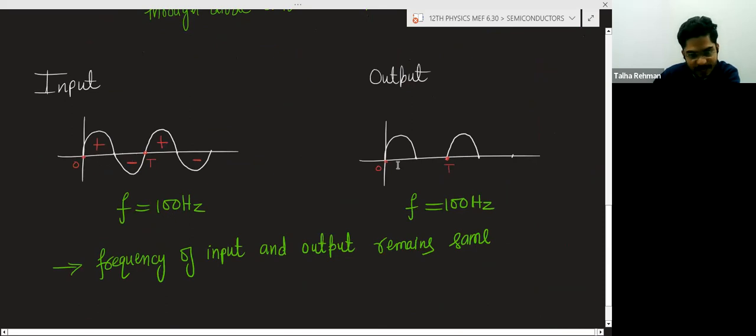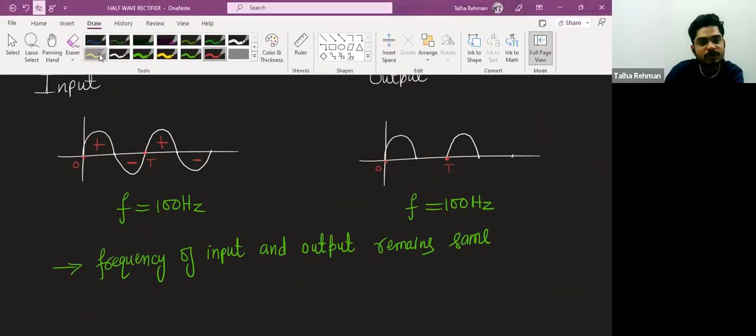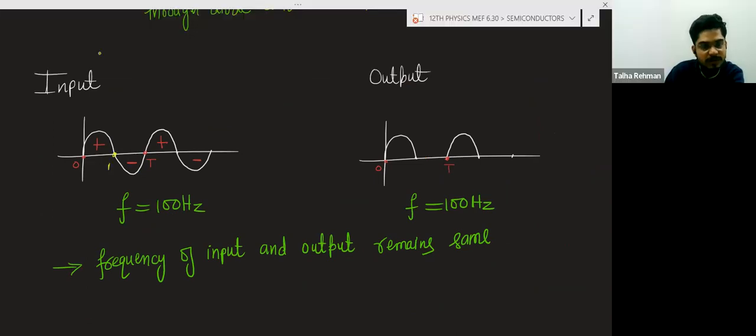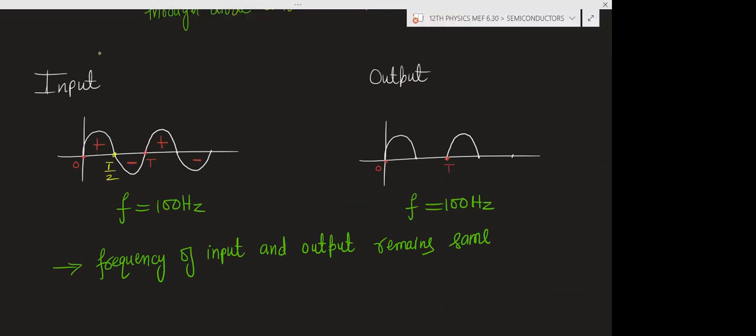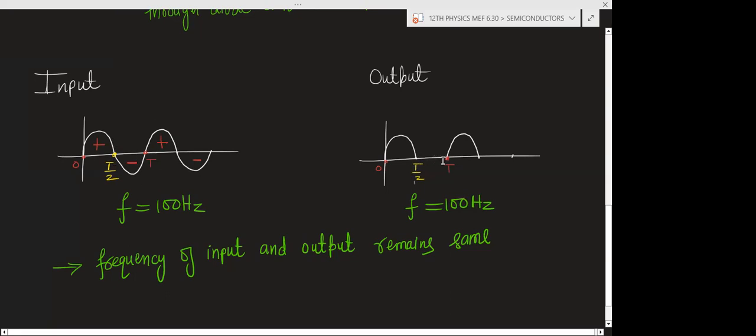During the negative half cycle, you can write the timing also. This is 0. This is time period by 2. So this is 0, this is T by 2, and again this is T. So 0 to T by 2, positive half cycle, you will get the output. T by 2 to T, negative half cycle, no output is there.